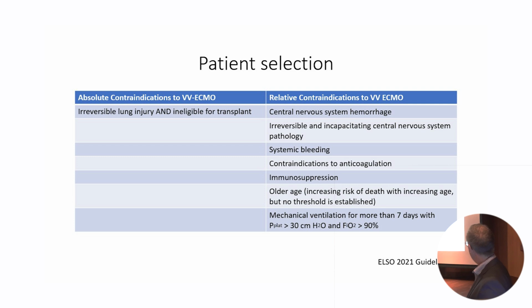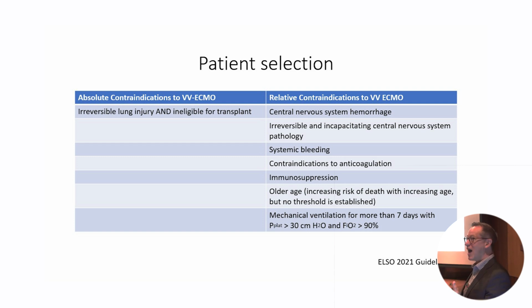So, and then what are the patient selection factors that we consider? I put this slide up mainly just because I think it's, I don't know, funny is not the right word. According to the most recent ELSO guidelines, the only absolute contraindication to VV ECMO is that you have irreversible lung injury and you're not a transplant candidate. Everything else is a relative contraindication, including irreversible and incapacitating central nervous system injury.